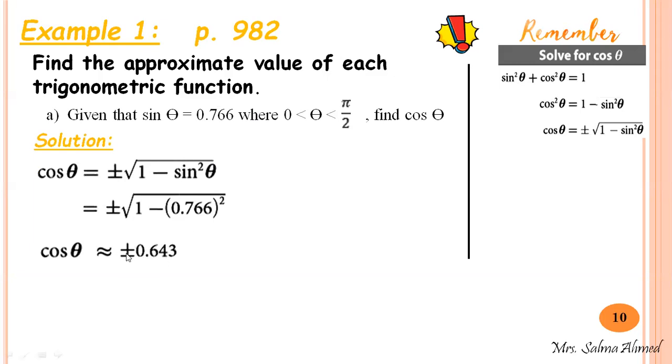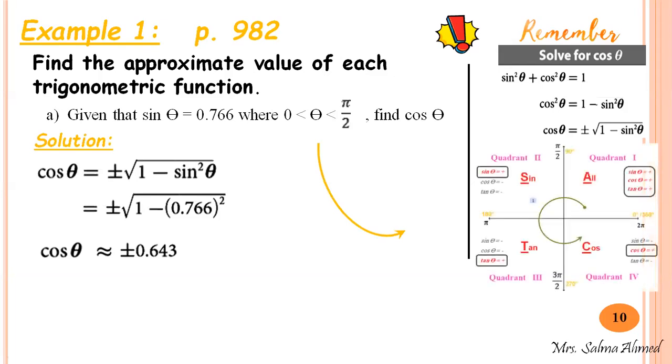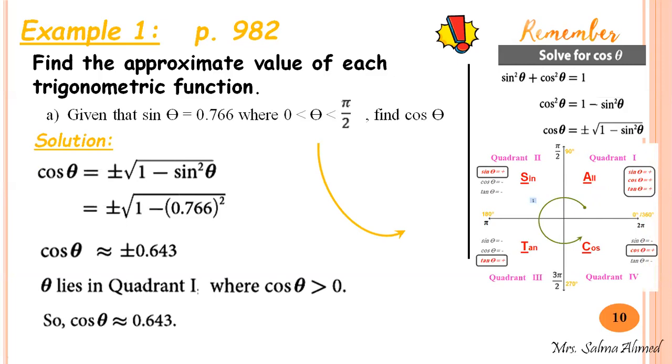Now I need to know whether it's positive or negative, so I'm going back to my quadrant chart. Theta is between 0 and pi over 2, so it's quadrant 1. All the trigonometric ratios are positive. So it will be in quadrant 1, where cosine is greater than 0, or positive. So I'm going to take the positive answer, which is cosine approximately 0.643.